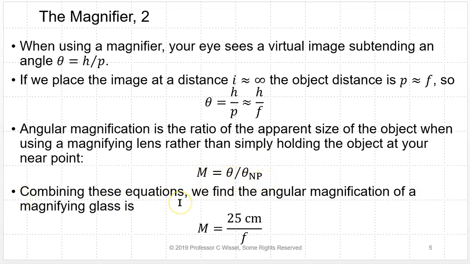Combining these equations, the ones we had on the previous page, as well as these, we find that the angular magnification for a magnifying glass is m equals 25 centimeters over f. Now, if you're dealing with a near point other than 25 centimeters, you might want to change that. Also remember that f has to be in centimeters. This is a ratio. You have to make sure they're both the same units.